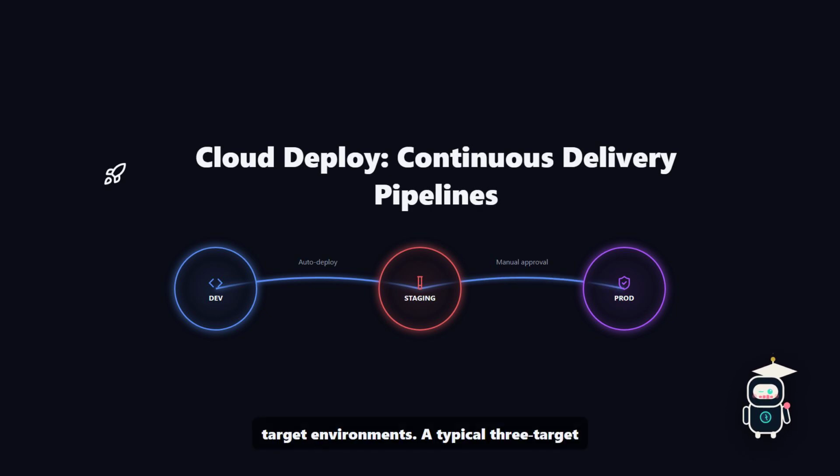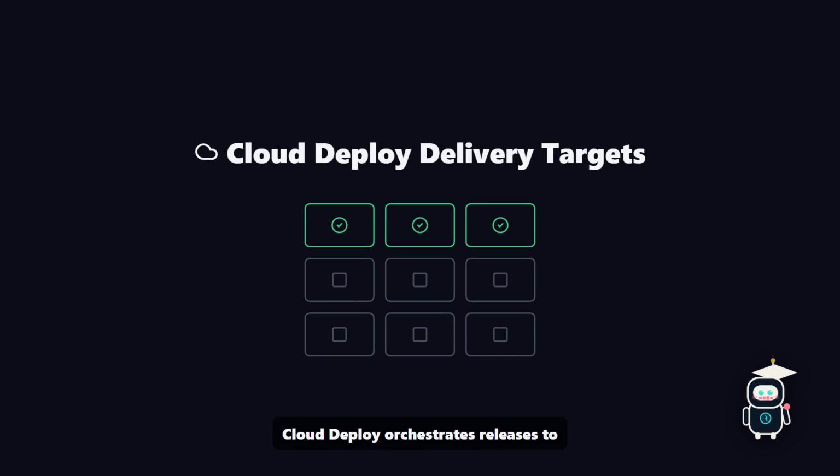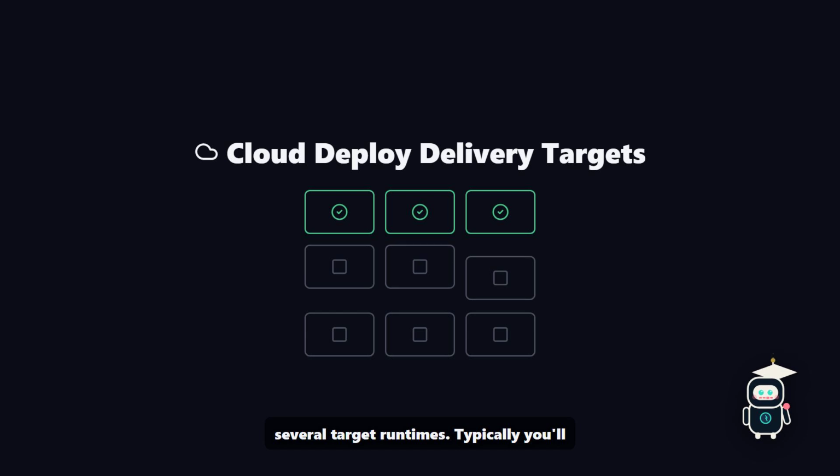A typical 3-target progression is dev, staging, and production. You can set up automatic deployment to dev and staging, so each release flows through instantly. For production, you can add a manual approval step, putting a deliberate brake on the most dangerous step. Cloud Deploy orchestrates releases to several target runtimes.